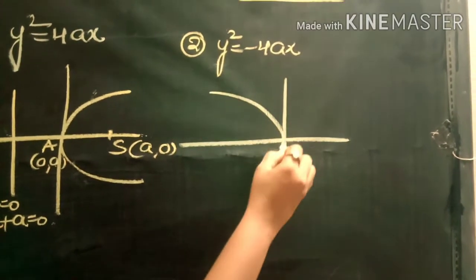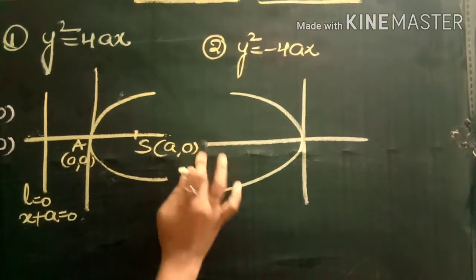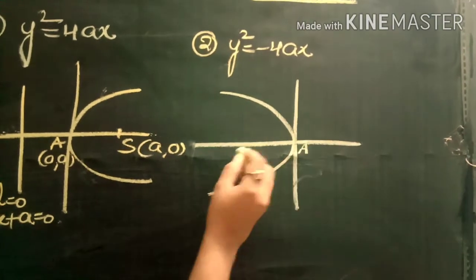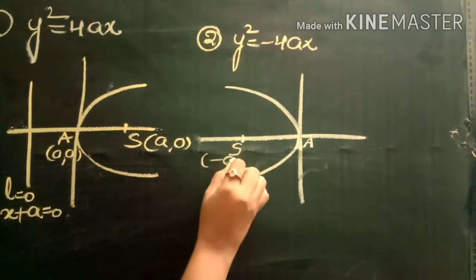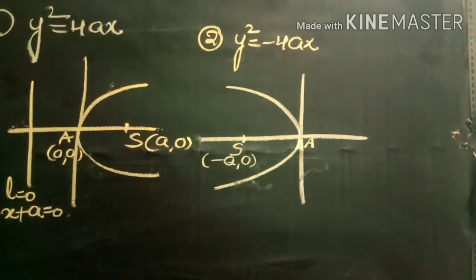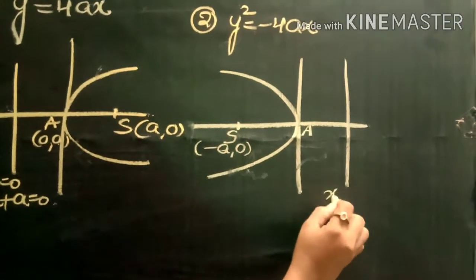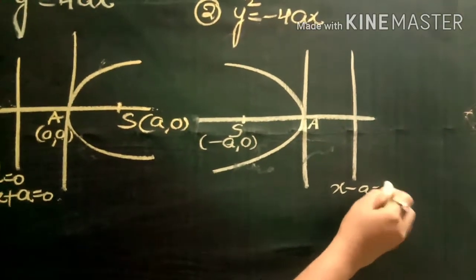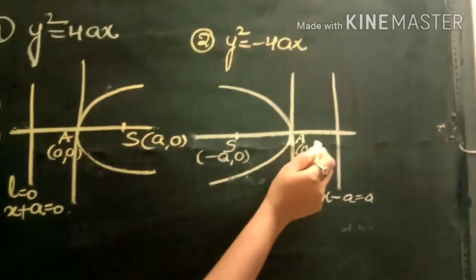This is the graphical representation of the parabola y square is equal to minus 4ax. Here, this is the vertex A, and the focus is there. The coordinates of the focus S are taken as minus a comma 0, and this is the directrix. The equation of the directrix is x minus a is equal to 0, and the vertex A is 0 comma 0.